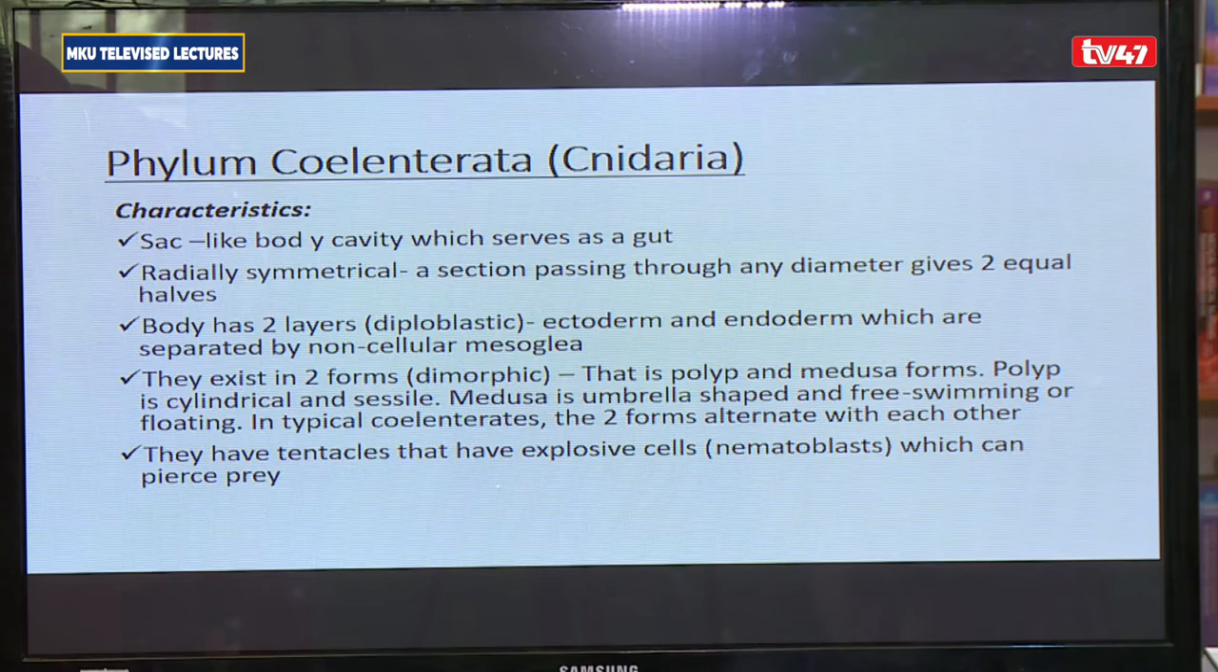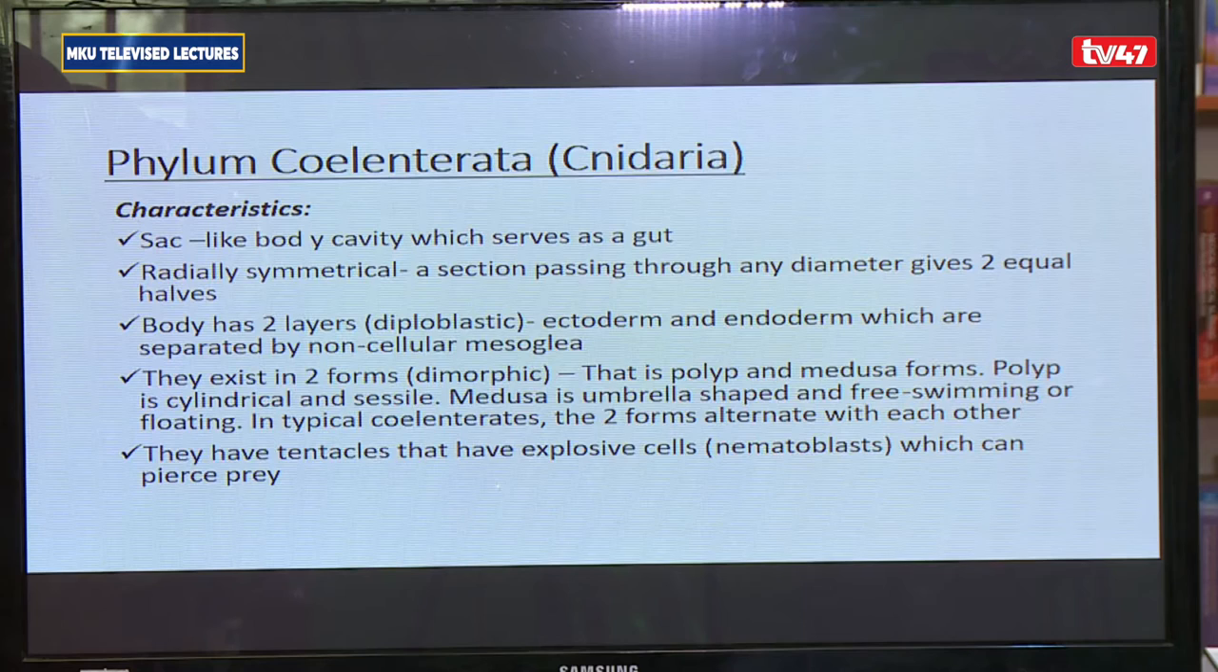For them, they have radial symmetry, meaning cut any of them through the diameter, you are likely to get two equal halves. They tend to exist in two forms, and because they exist in two forms, we say they are dimorphic. Di meaning two, morph meaning form. And the two forms that they have are the polyp form and the medusa form. The polyp form is cylindrical and it is sessile, it does not move. Any movements it may have is basically by somersaulting. The medusa form is umbrella-shaped and it is free-swimming. It moves about by floating. The two forms, the polyp and medusa forms, tend to alternate with one another in the life cycle of the cnidarian.